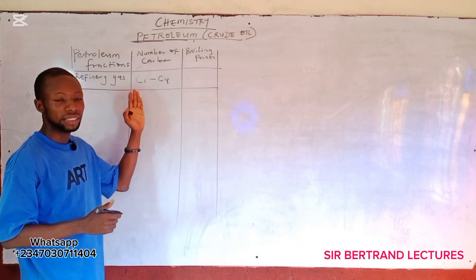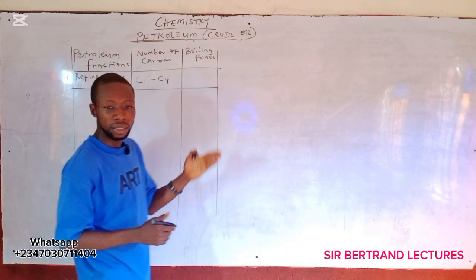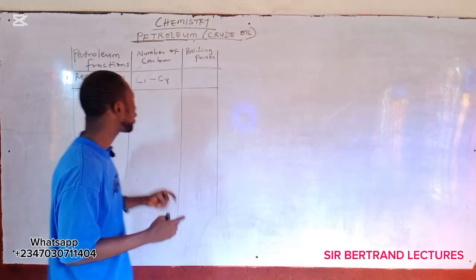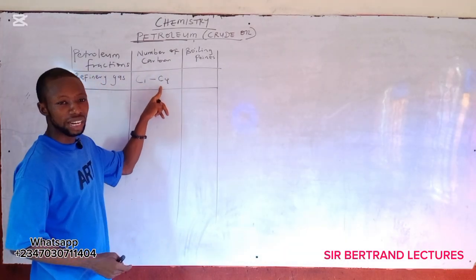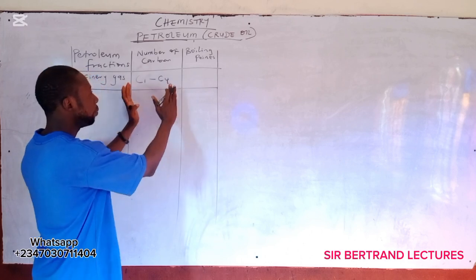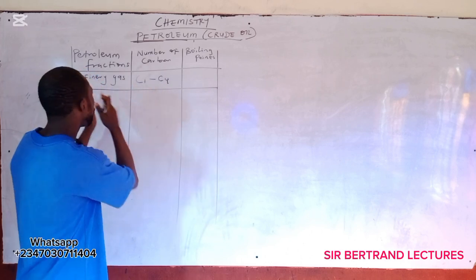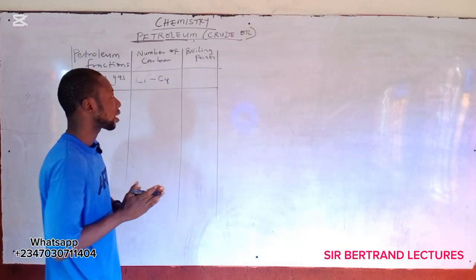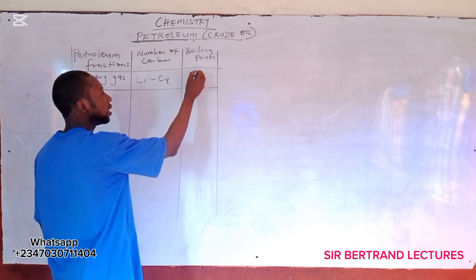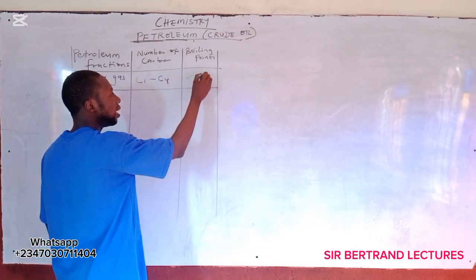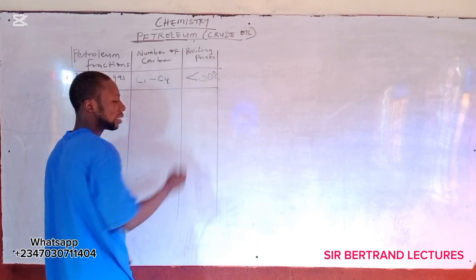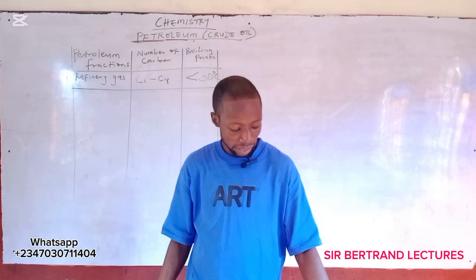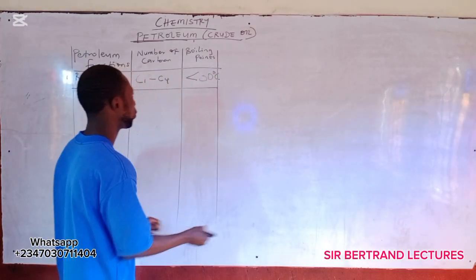This comprises methane, ethane, propane, and butane. That's why I have it here on the board as carbon number 1 to carbon number 4. These are the mixtures that mix together to form the refinery gas, and its boiling point is at a temperature less than 30 degrees Celsius.